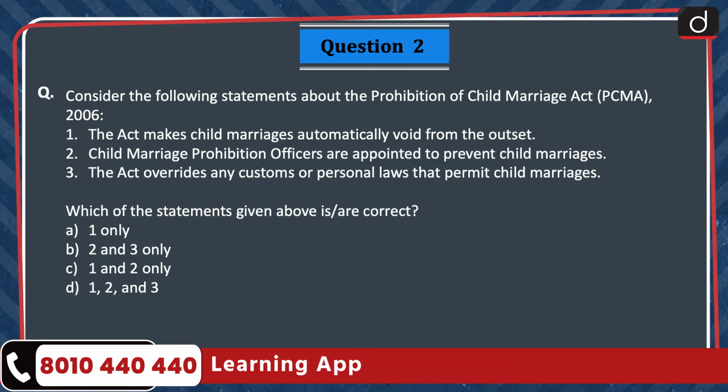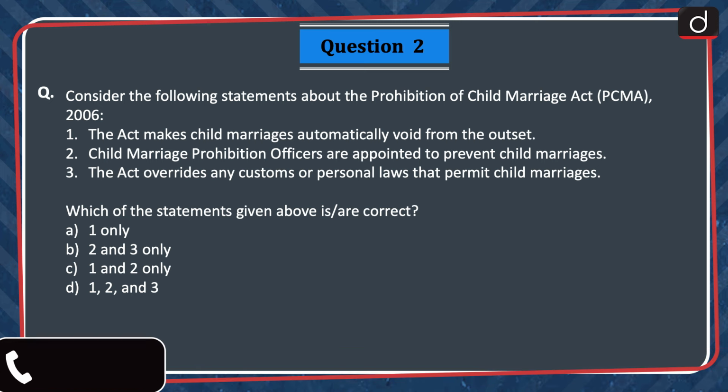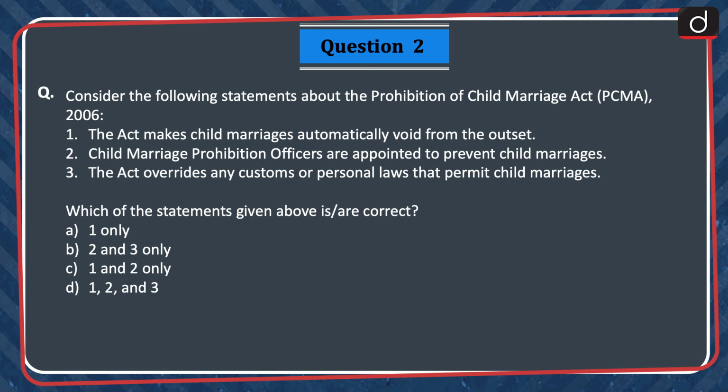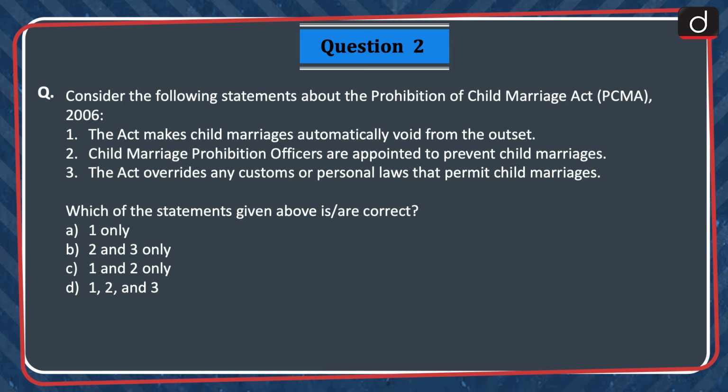Next question, consider the following statements about the Prohibition of Child Marriage Act 2006. 1. The Act makes child marriages automatically void from the outset. 2. Child marriage prohibition officers are appointed to prevent child marriages. 3. The Act overrides any customs or personal laws that permit child marriages. Which of the statements given above is or are correct? 1 only, 2 and 3 only, 1 and 2 only, or 1, 2 and 3? The correct answer is option B, 2 and 3 only.